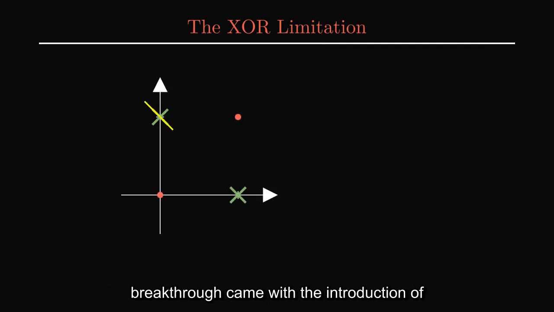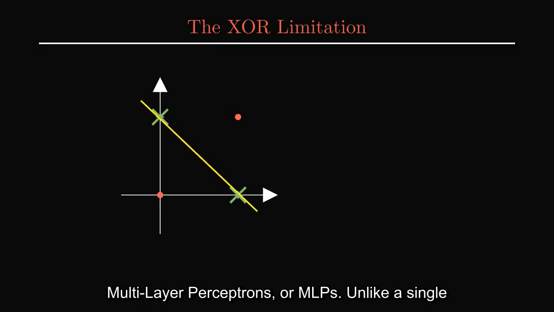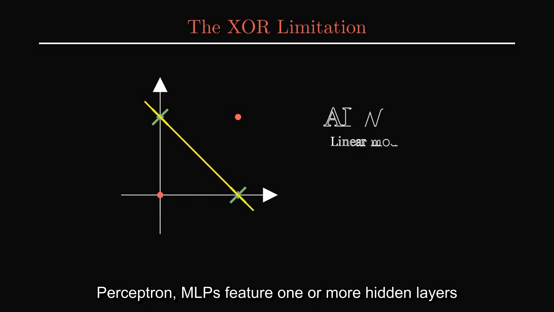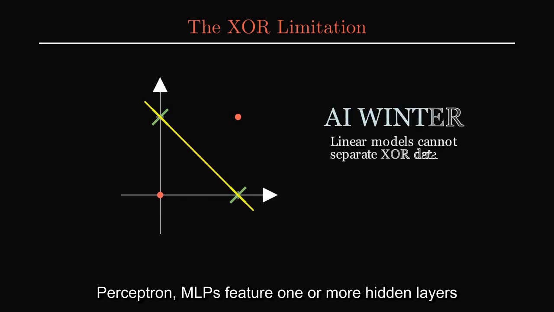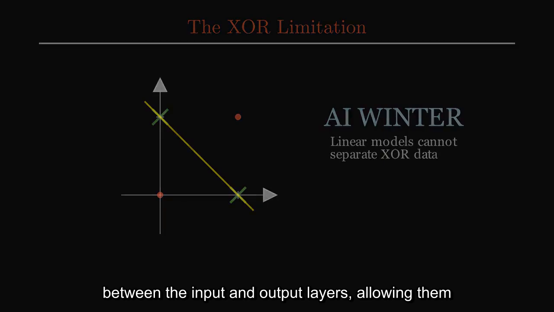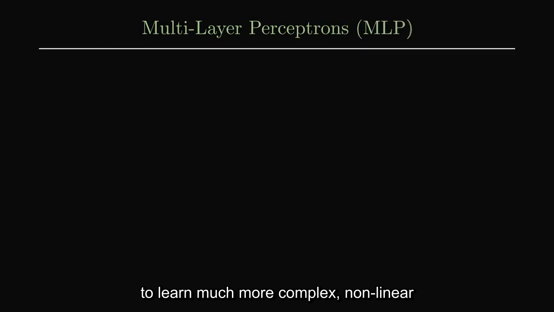The breakthrough came with the introduction of multi-layer perceptrons, or MLPs. Unlike a single perceptron, MLPs feature one or more hidden layers between the input and output layers, allowing them to learn much more complex, nonlinear relationships.